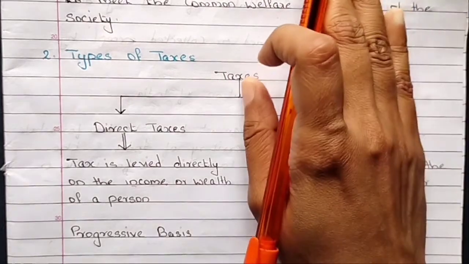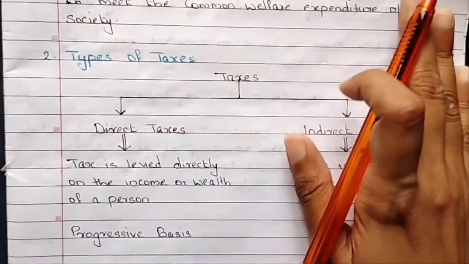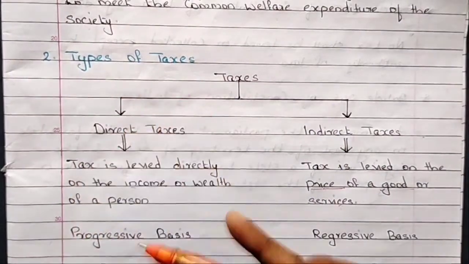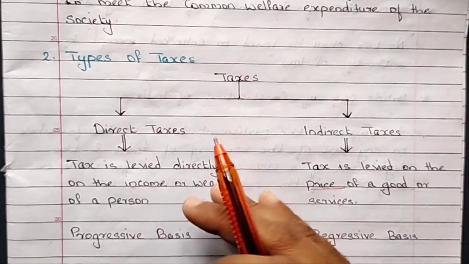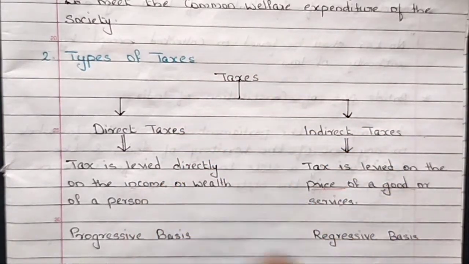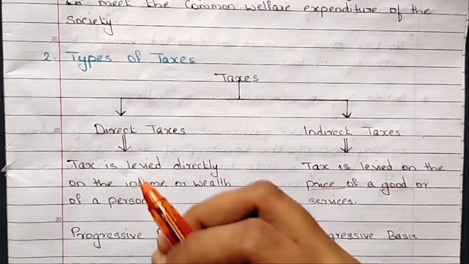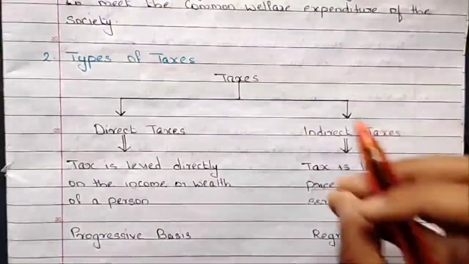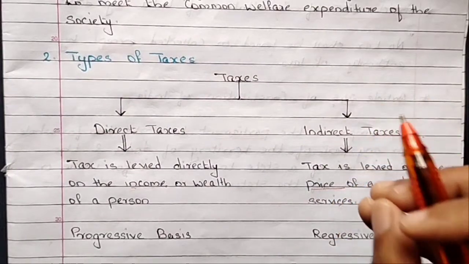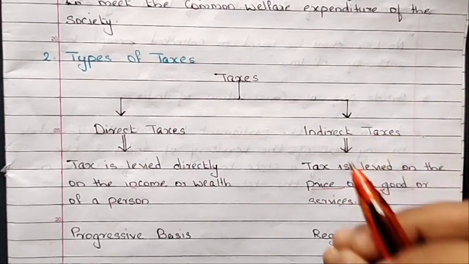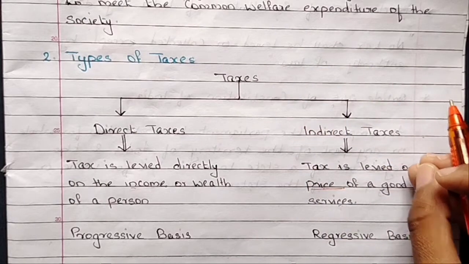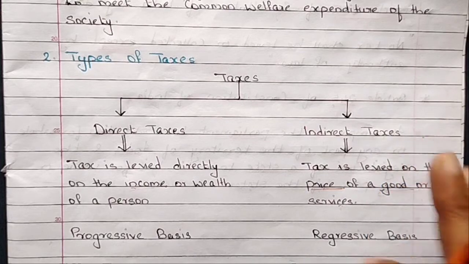Now, the third difference between direct tax and indirect tax is that in direct tax, the burden cannot be passed on. That means the person who is paying the tax has to bear the burden of tax. He cannot shift it to another person. Whereas in case of indirect tax, the burden can be passed on. That means a person who is paying the tax can shift the burden of tax to another person. Such types of taxes are called indirect taxes.